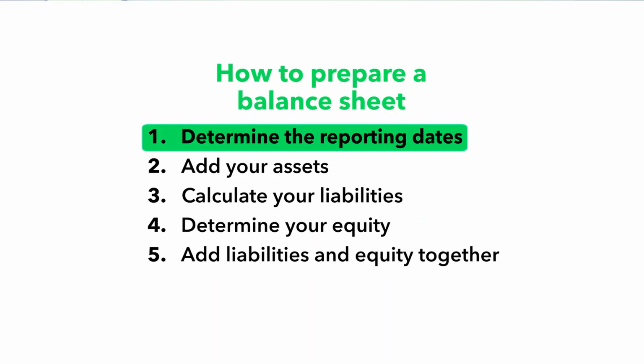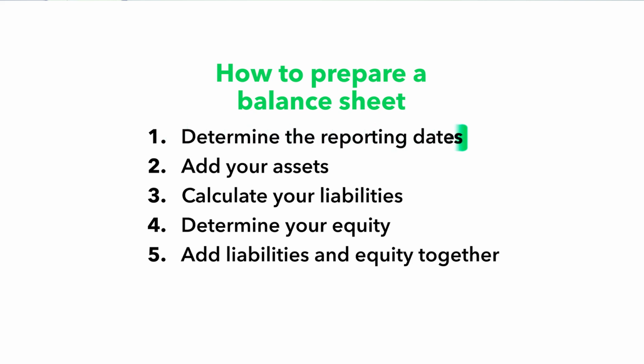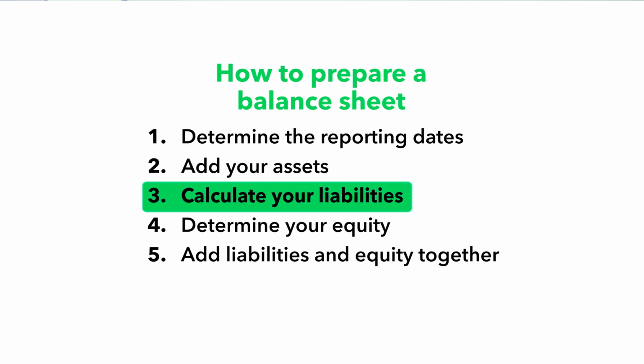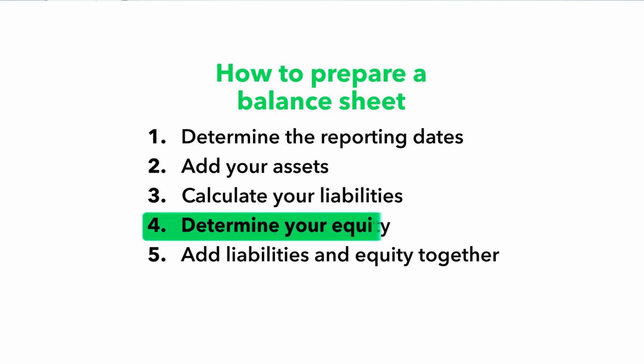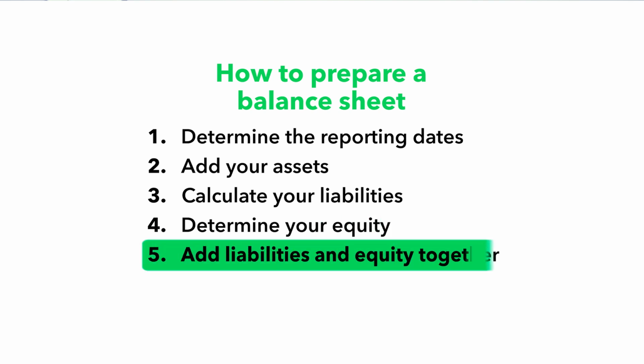First, you'll need to determine the dates of your balance sheet. Like I mentioned earlier, generally we run these monthly, quarterly, or annually. Next, you'll need to add your assets. Don't forget to add your liquid and non-liquid assets together. Then you want to calculate your liabilities. You want to total up your current and your non-current liabilities and then add them together. Next up, you want to add in your equity. This includes any initial investments in the business, plus any accumulated profits or losses over the lifespan of the business. Then you want to add your liabilities and your equities together.